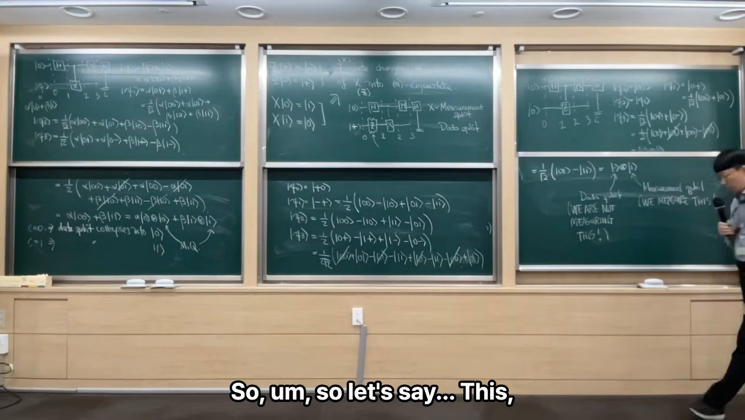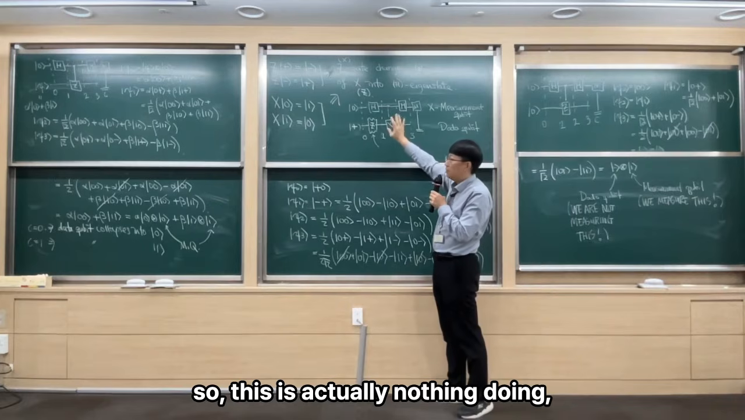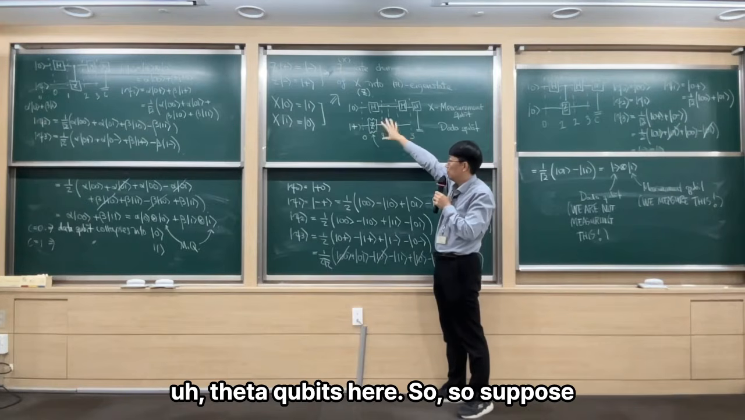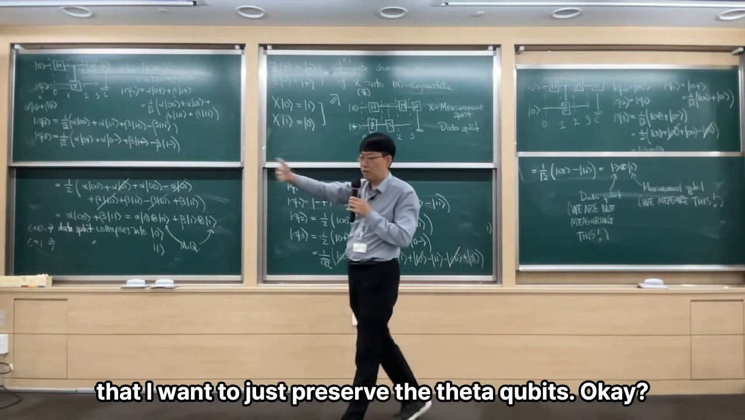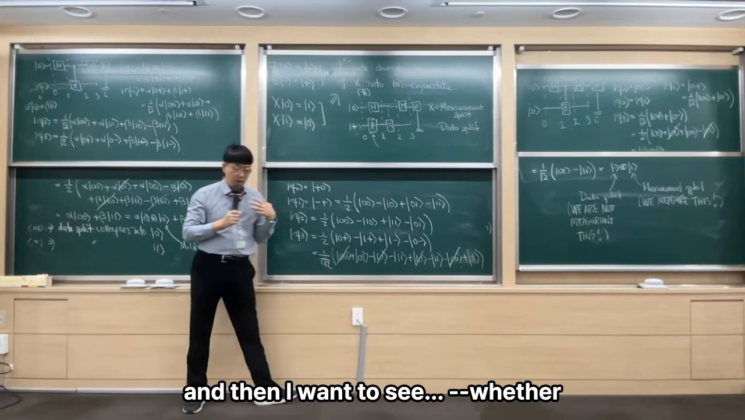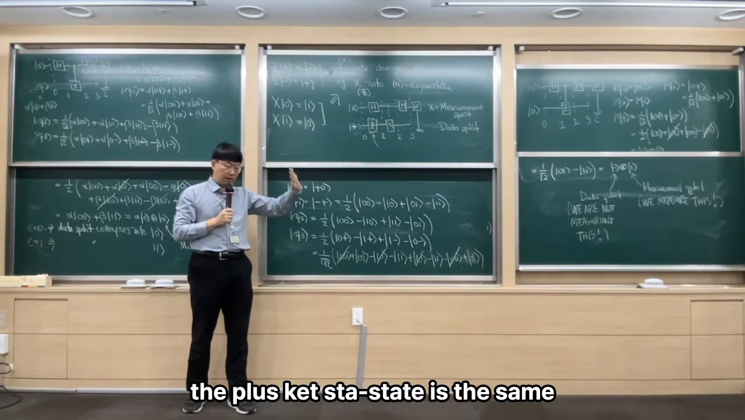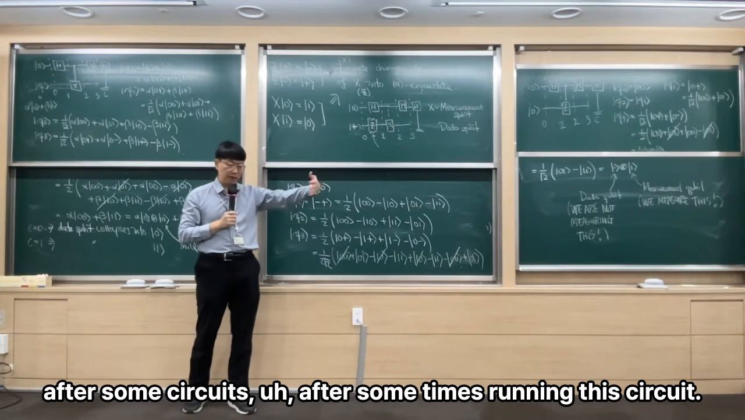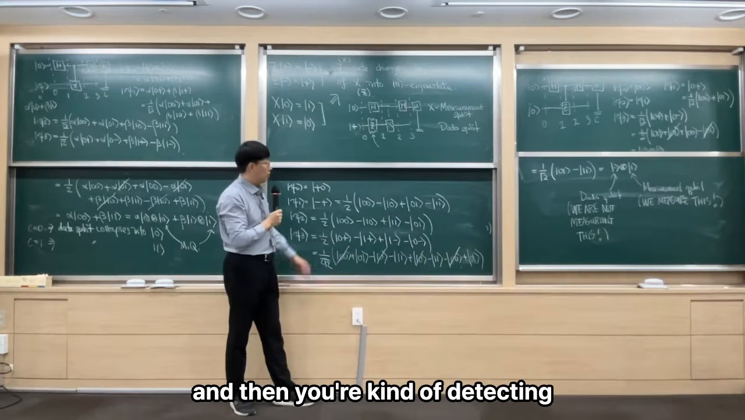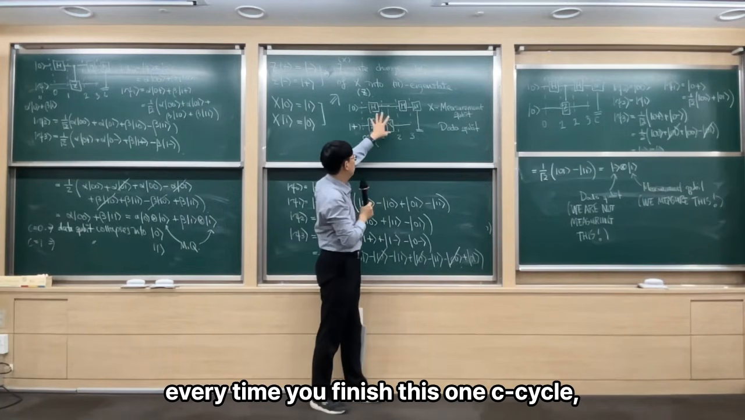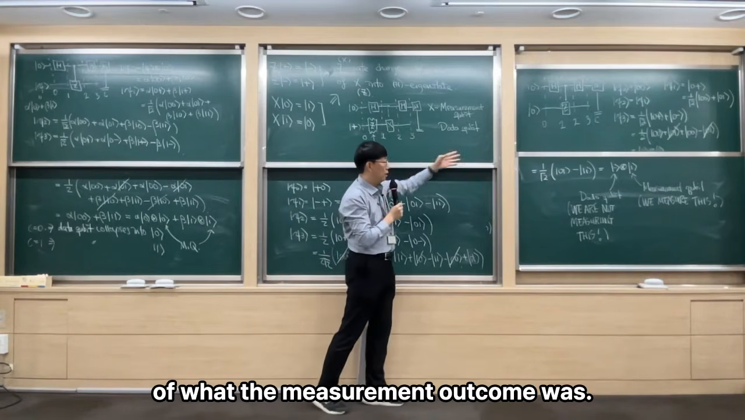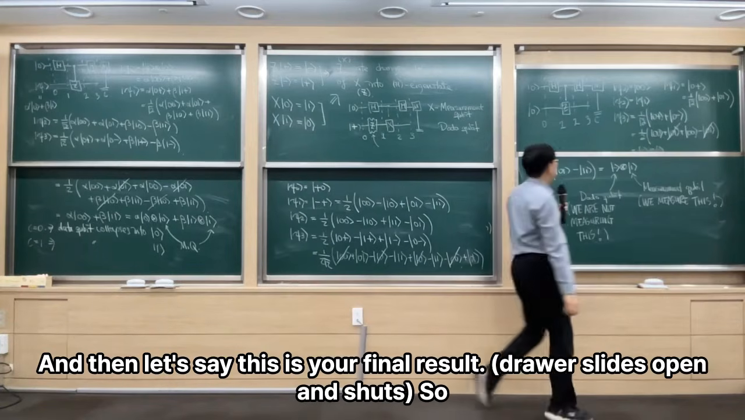So let's say this is actually nothing to do with this data qubits here. So suppose that I want to just preserve the data qubits. Okay, so I have the first plus ket state, and then I want to see whether the plus ket state is the same plus ket state after some circuits, after some times running this circuit. So you run the circuit, and then you're detecting every time you finish this one cycle, and then you take a record of what the measurement outcome was. And then let's see, this is your final result.